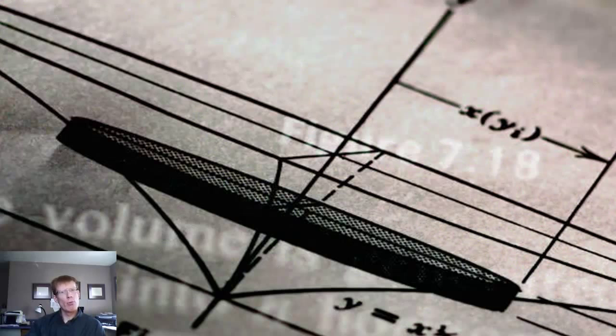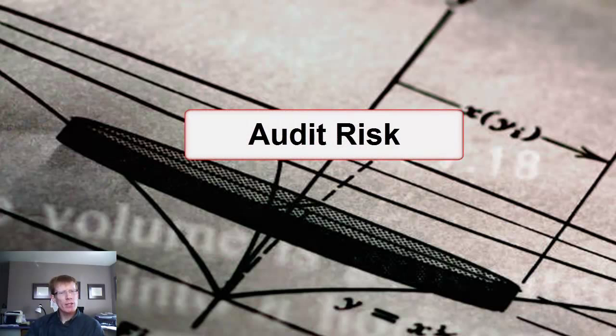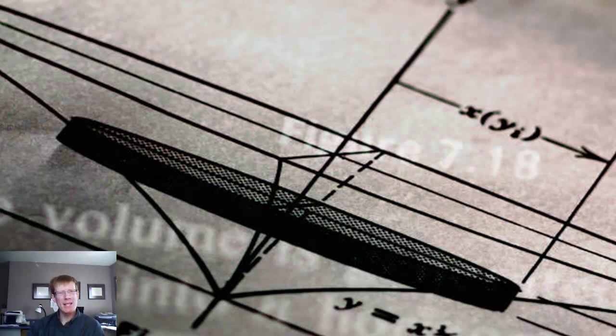This is perhaps the most important lesson in the course because it really gets at how audits are tailored for different circumstances. Today, we're going to tackle audit risk. And audit risk is quite simply the risk that the auditor gets it wrong. But what does a wrong opinion really mean?